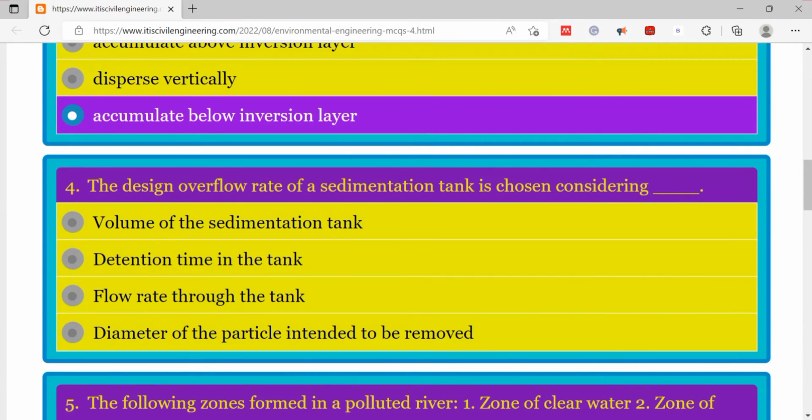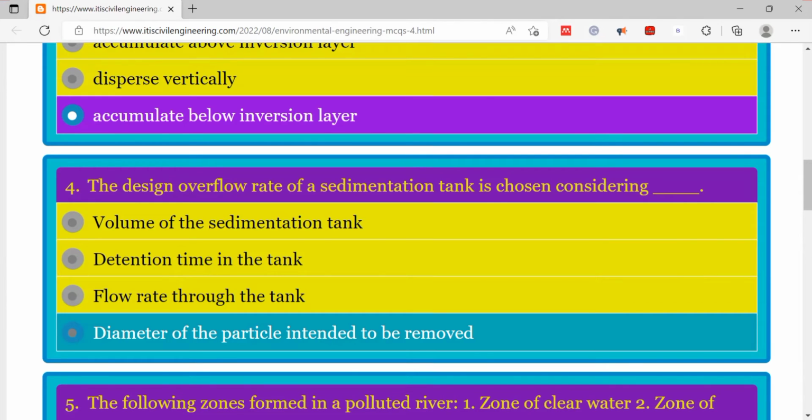The design overflow rate of a sedimentation tank is chosen considering, so we choose the design overflow rate of a sedimentation tank based on the diameter of the particle intended to be removed.